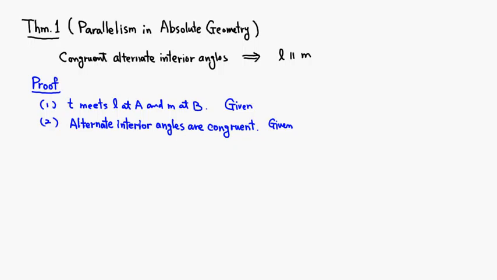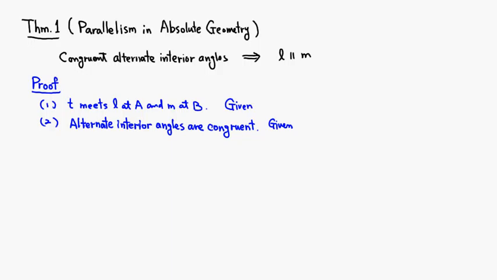In absolute geometry, the following is true. Congruent alternate interior angles imply two lines are parallel. Unfortunately, the converse is not quite true until we add another axiom. But let's prove this implication first.